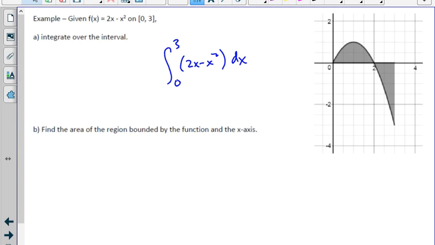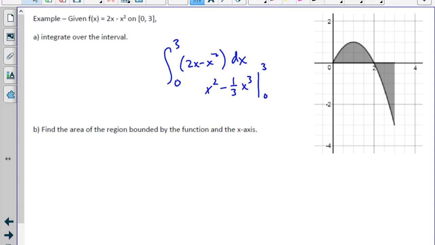However, it's not technically finding this area, it's finding some sort of signed area. So essentially anything that's underneath ends up being negative. We'll talk about that as we get there. So what we're going to do is take the integral. An antiderivative of this is x squared minus 1/3 x cubed. We're going to evaluate that from 0 to 3.